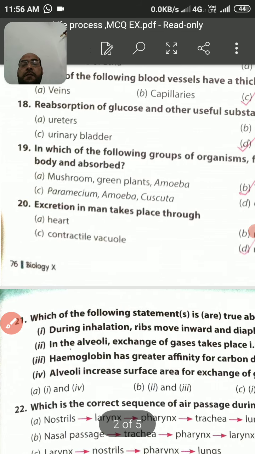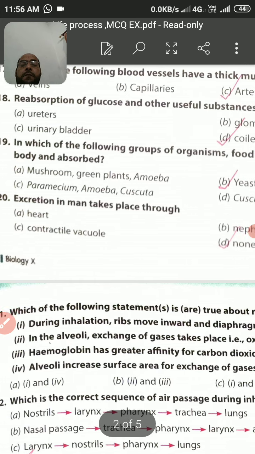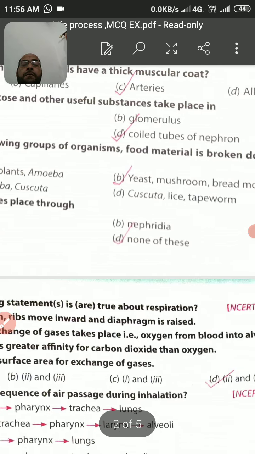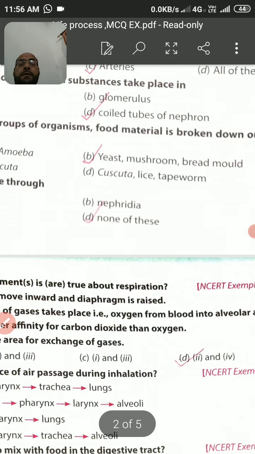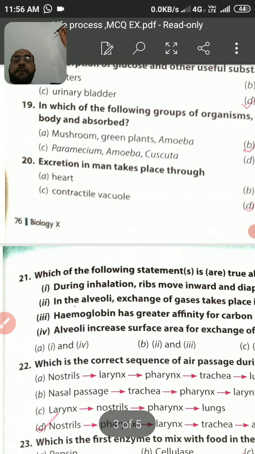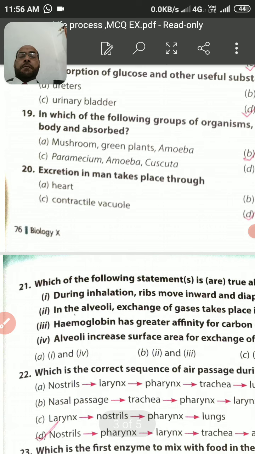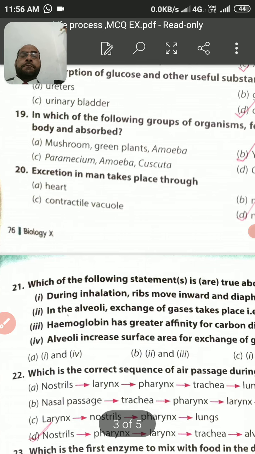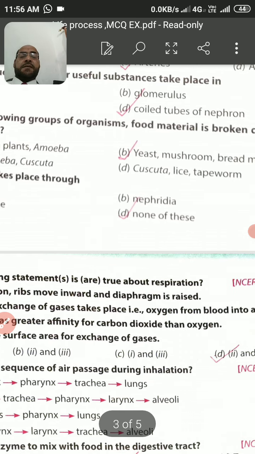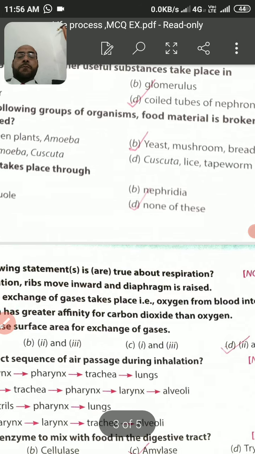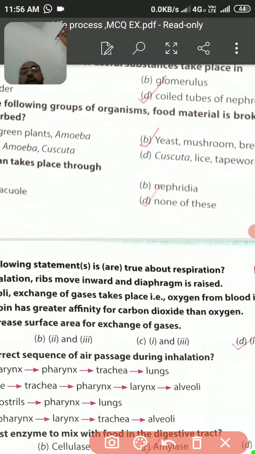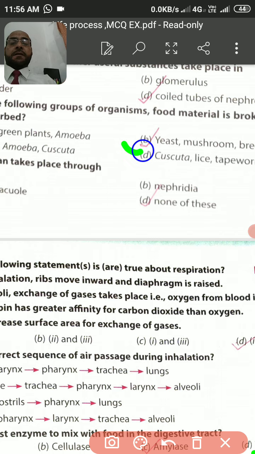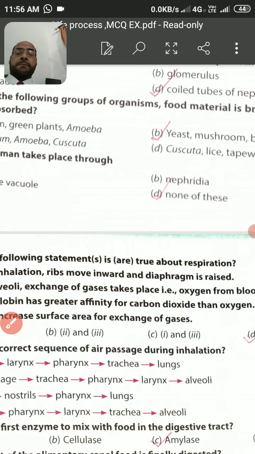Dear students, question number 19. In which of the following groups of organisms is food material broken down outside the body and absorbed? So this is by the yeast, mushroom and bread mold, because they are fungi and they are saprophytic in nature, and they first convert the food into their favorable material, then they will be able to absorb it. This is the saprophytic mode of nutrition.